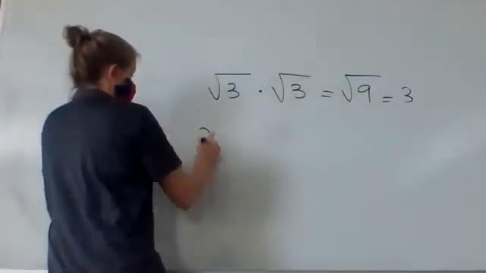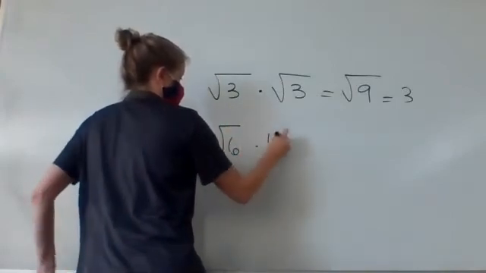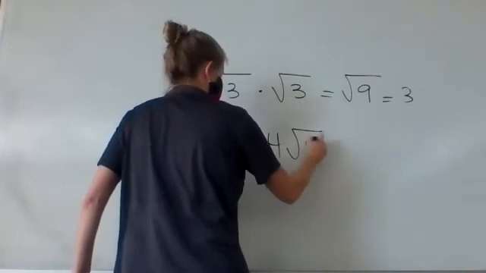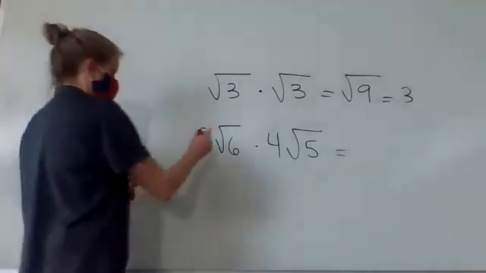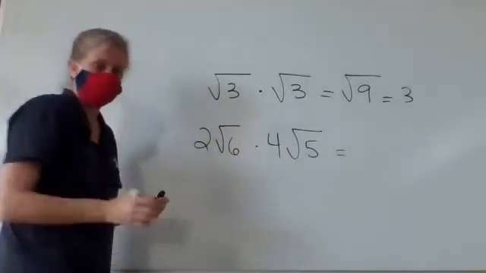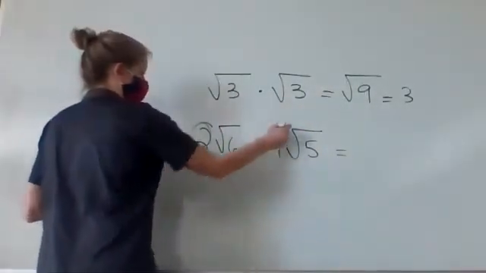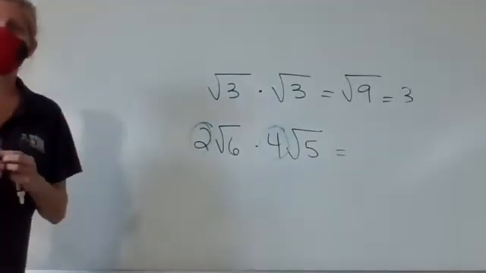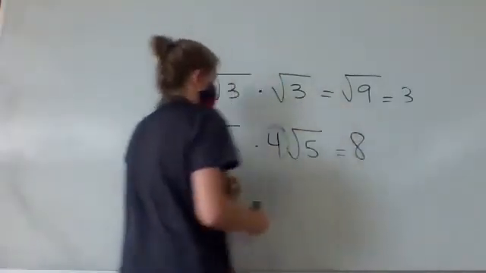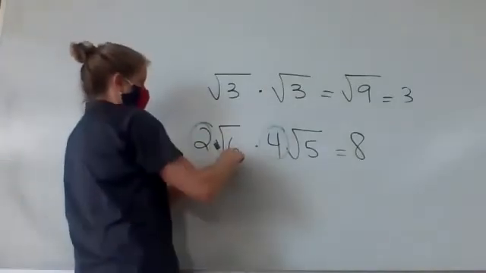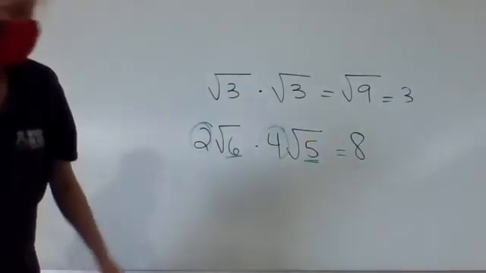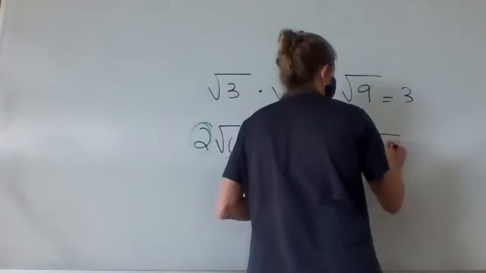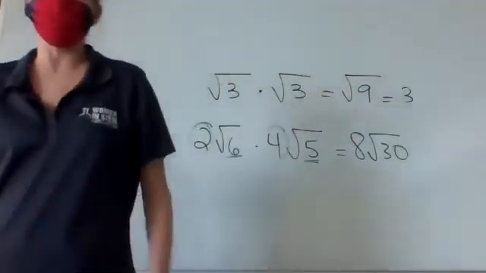Okay, now this is different. When you're multiplying square roots, you multiply the numbers that are in front of the square roots together. So what would that give me in front of my square root? 8. Good. And then you multiply, just like I did up here, whatever's underneath together and put it under one square root. So what? 30. So square root 30. Good. So that's the rule on multiplying square roots.